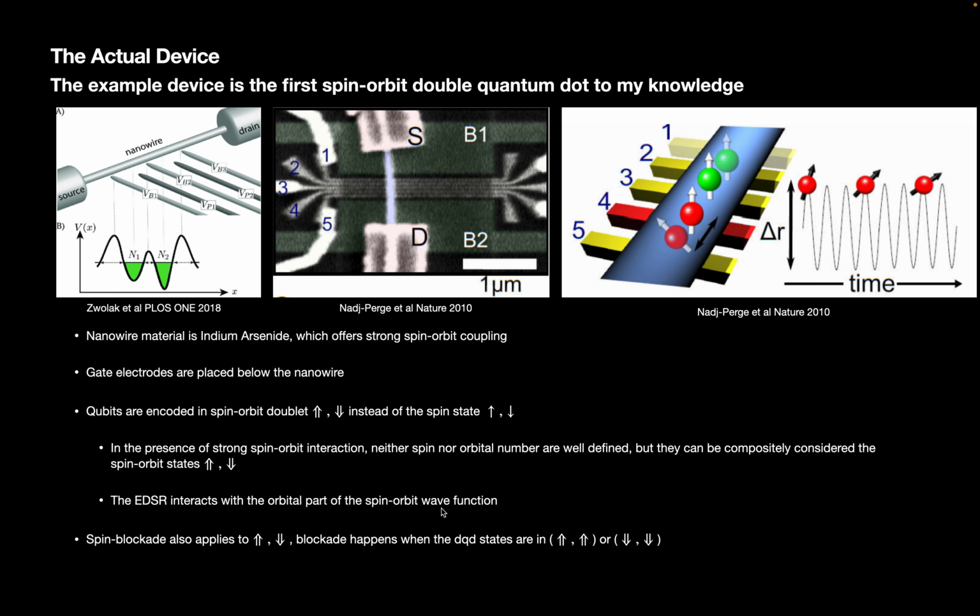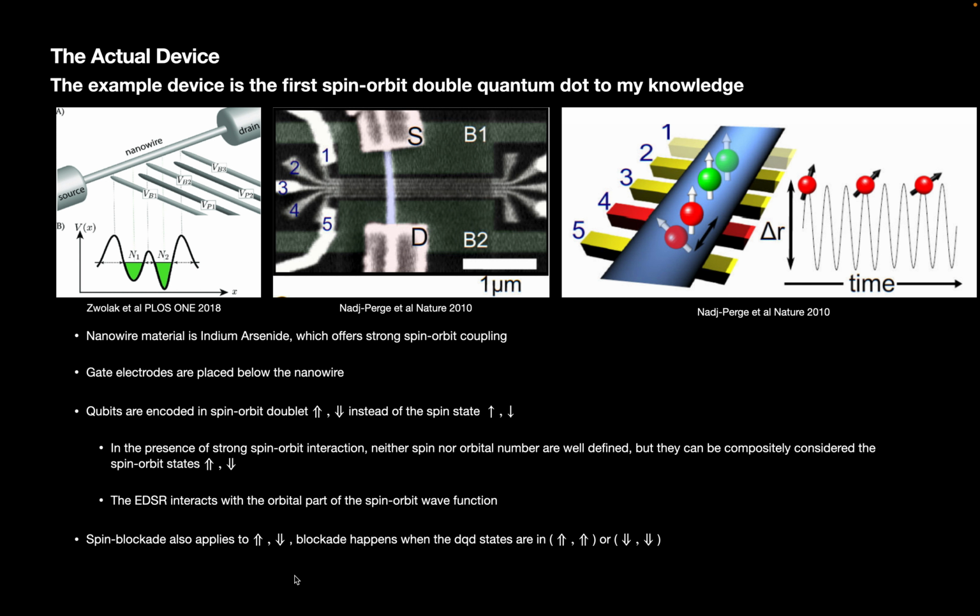And one thing worth noting is the qubits are actually encoded in what's called the spin-orbit doublet instead of the spin doublet. Because in the presence of strong spin-orbit interaction, neither spin nor orbital number are well defined. They kind of just get entangled together, but they can be described together using the spin-orbit states, which are typically written up and down arrow like this. And you use EDSR, which interacts with the orbital part of the spin-orbit wave function, and then the orbital part in turn drives the spin.